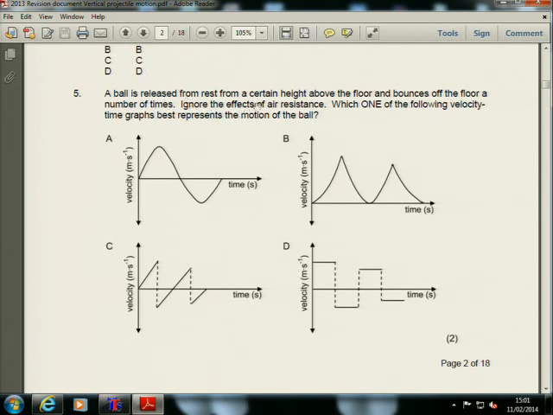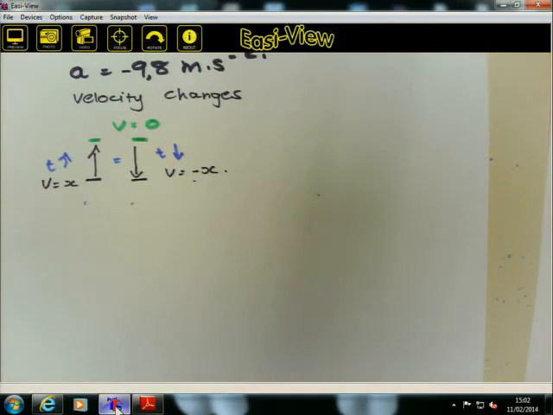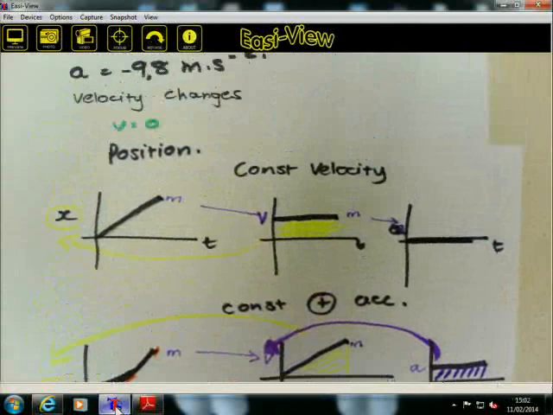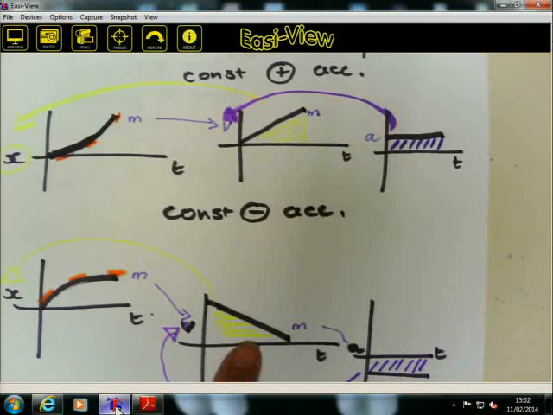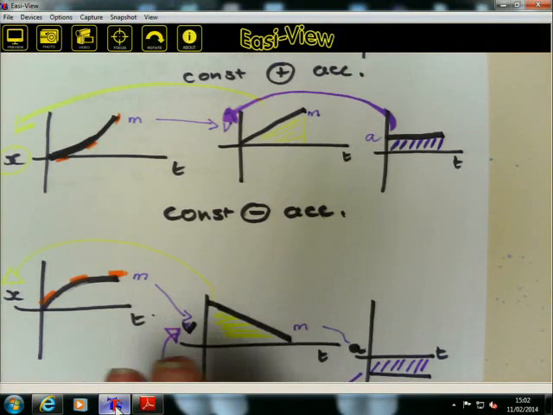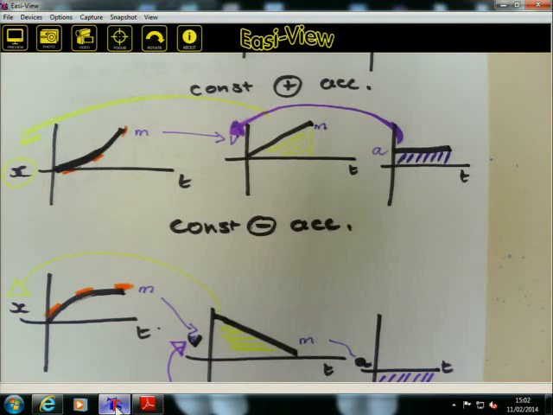Ignore the rest at a certain height above the floor. It bounces off the floor a number of times. Ignore the effects of air resistance. Which one of the following velocity time graphs best represents the ball? Now remember, people, our velocity time graphs, let's quickly go to that little sheet we drew. Our velocity time graphs look like this. We had that one. We had this one. And we had this one. Right. So at no stage here do we have a curved graph. So your answer can only be something with a straight line.